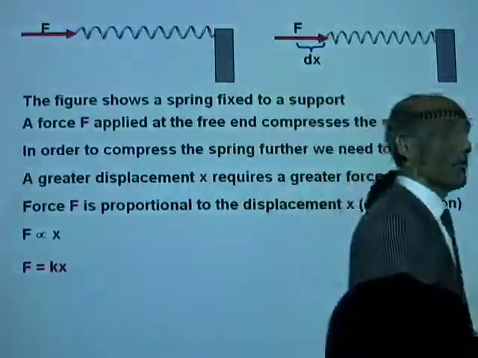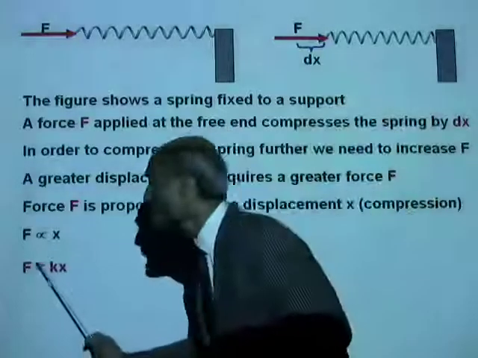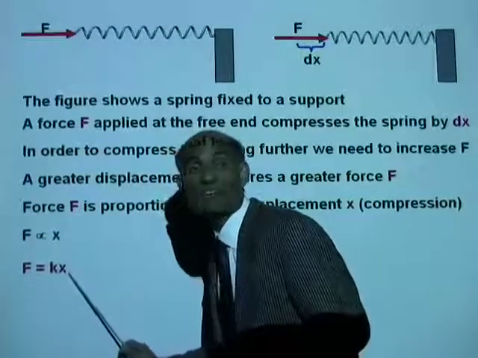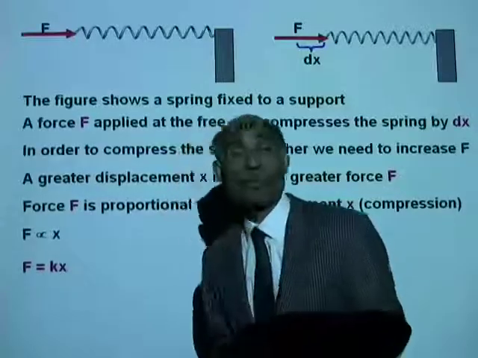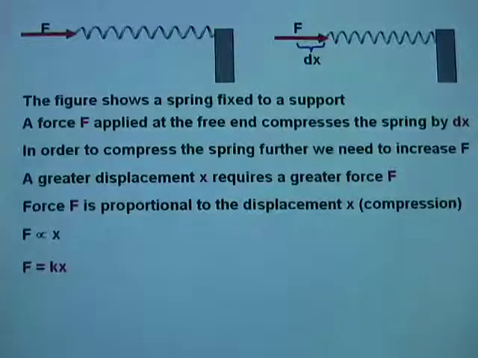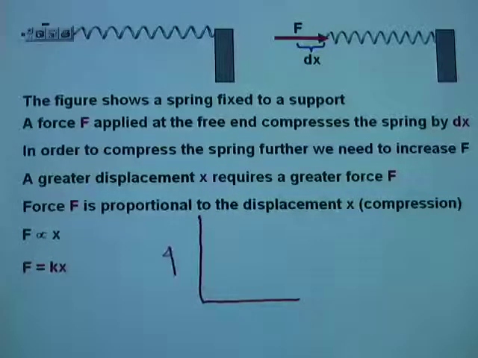So, tell me now, if I want to draw a graph of F on the vertical axis and x on the horizontal axis, what kind of graph will that be? Well, that graph will look like this. If I draw a graph of the force F on the vertical axis and displacement on the horizontal axis, it will be a straight line through the origin.